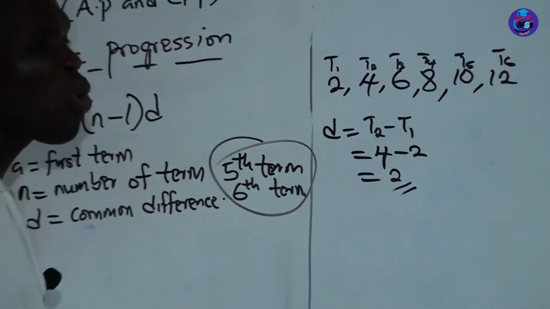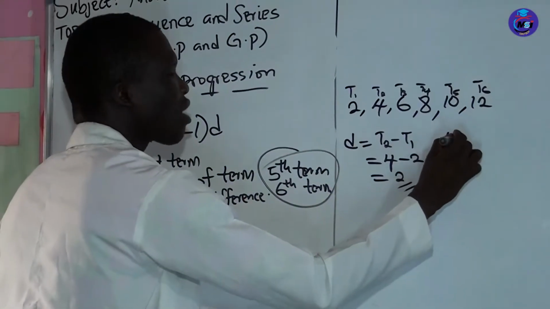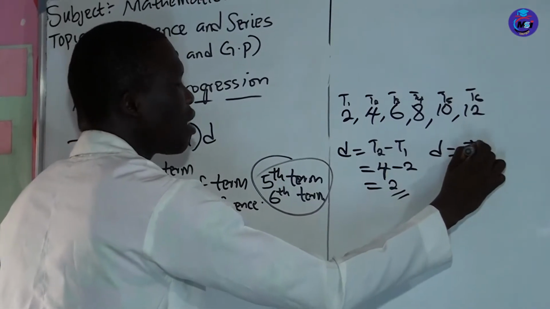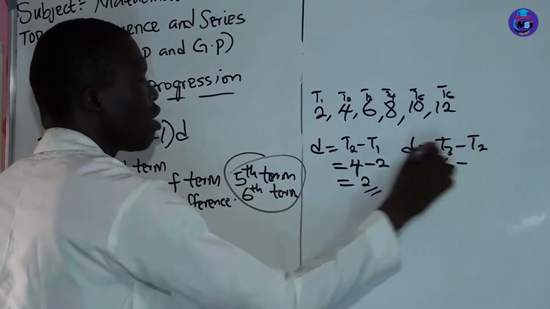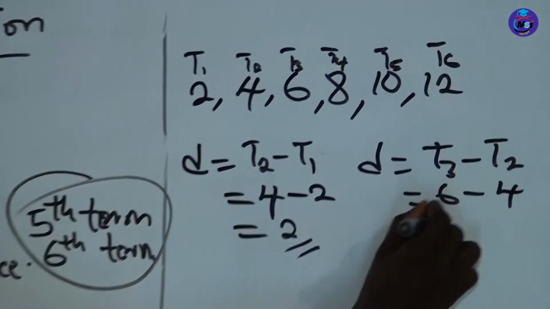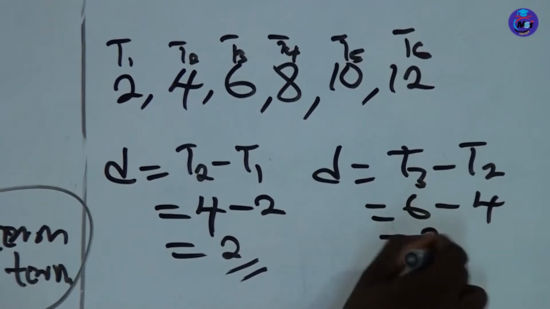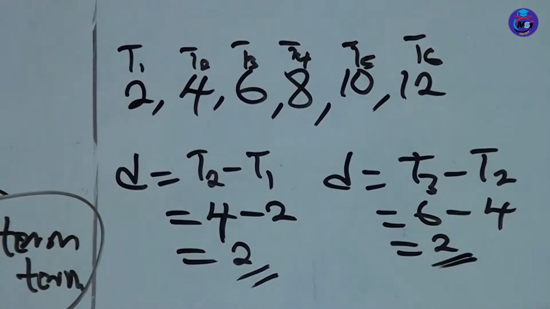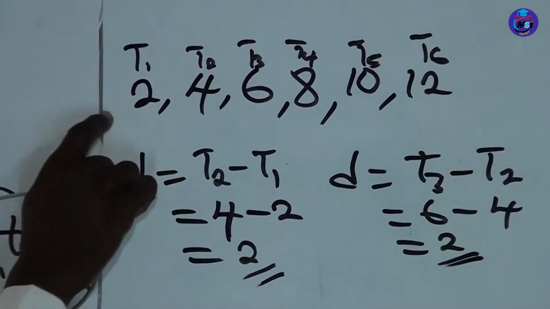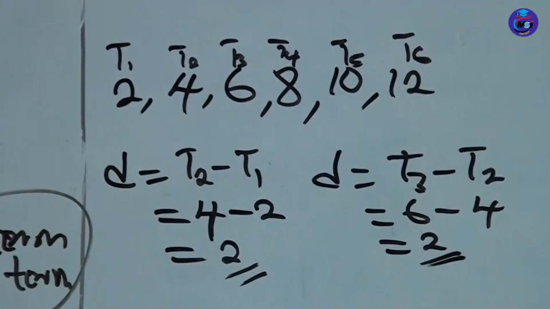Okay? Do you know that d can also be called T3 minus T2? What is T3? 6. What is T2? 4. 6 minus 4 will give us 2. The same thing applies to T4 minus T3. It is telling you that the difference between this series of numbers is 2.